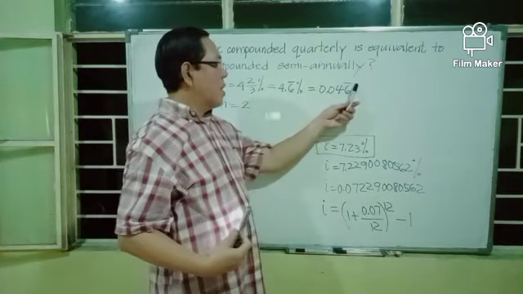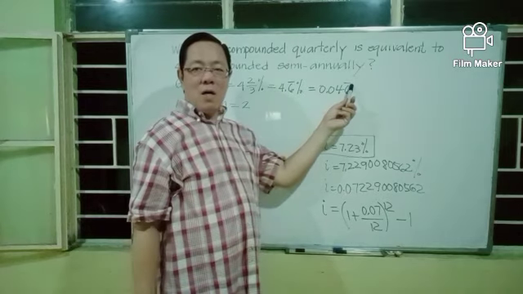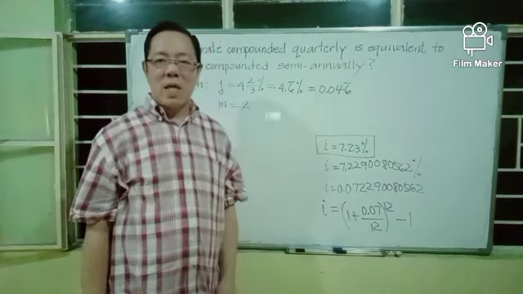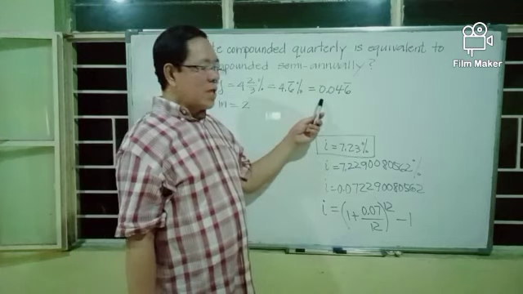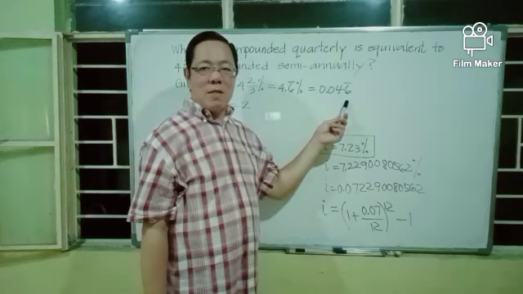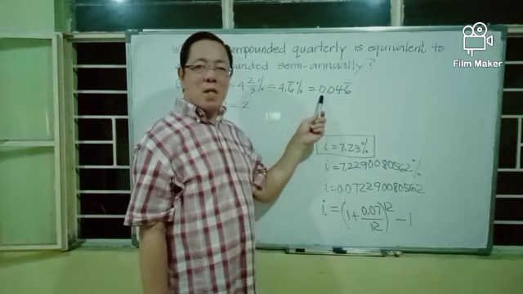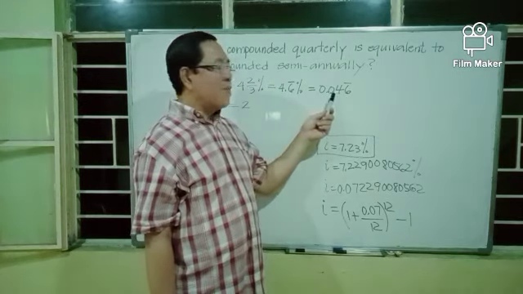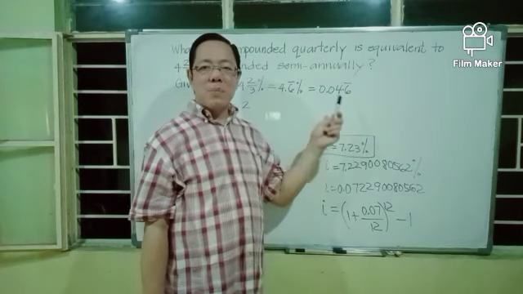0.046 bar. Again, the bar above 6 means that the digit 6 is repeated without end. When you enter this in your calculator, you press 6 repeatedly. Do not just enter 0.046. You press 0.04 and then 6 repeatedly.